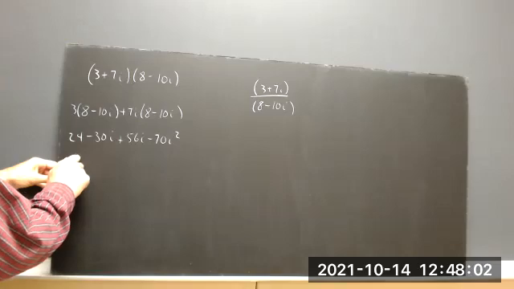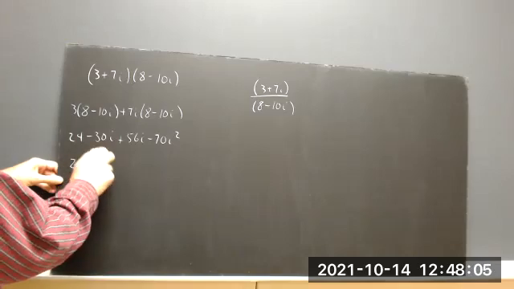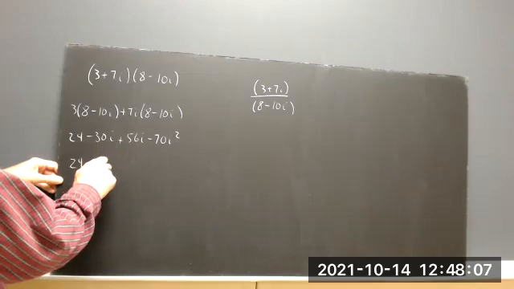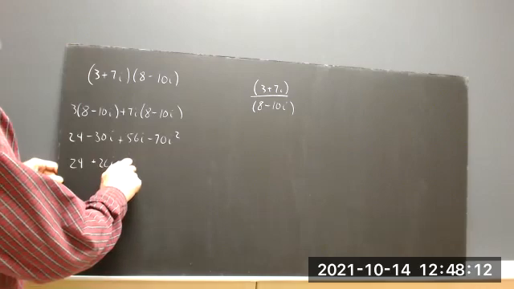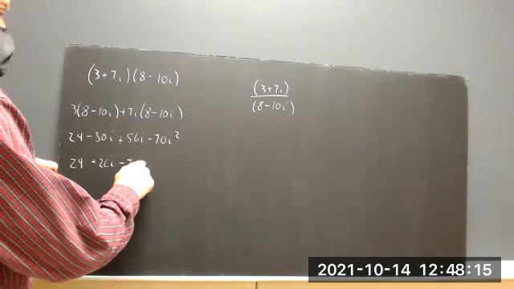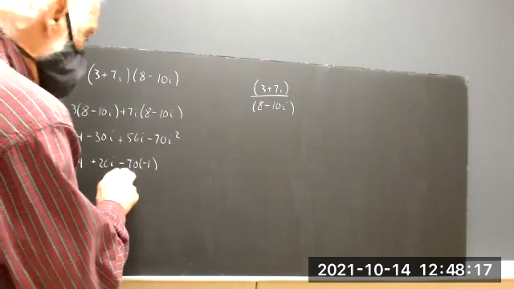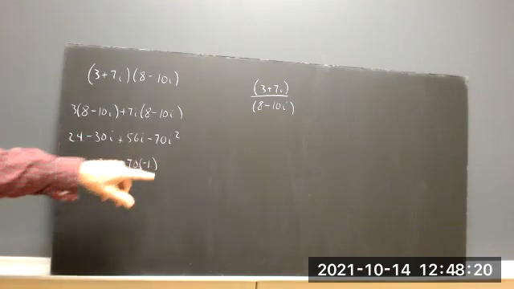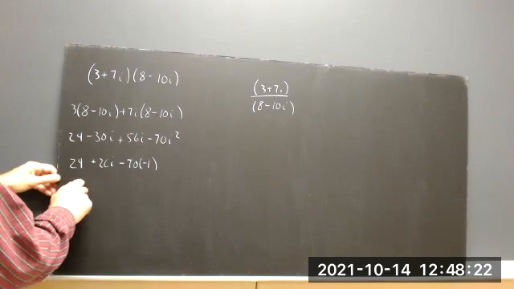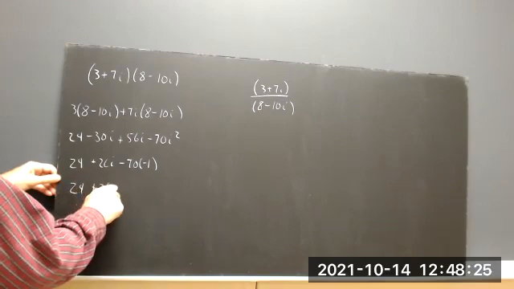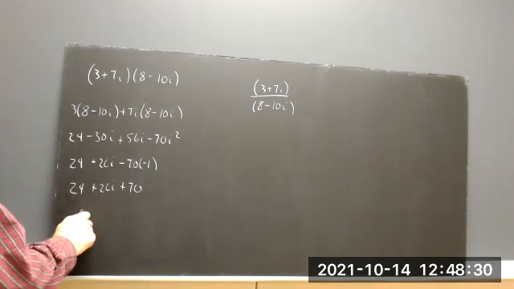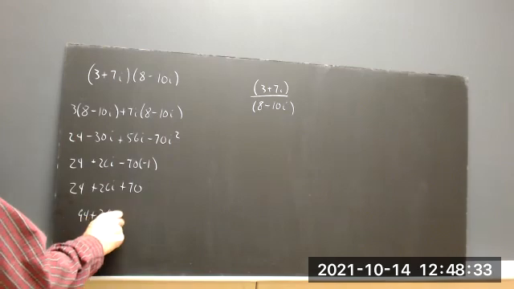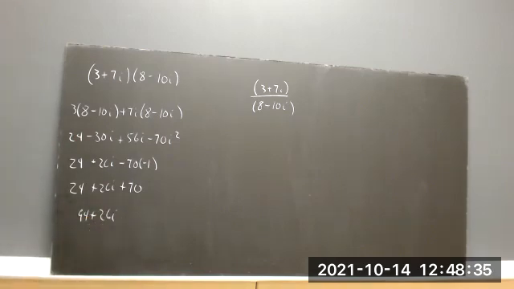Well, that's going to be 24. I might as well combine minus 30i and 56i, which is plus 26i. Then that's minus 70 times negative 1, since i squared is negative 1. That's going to be plus 70, so 94 plus 26i.